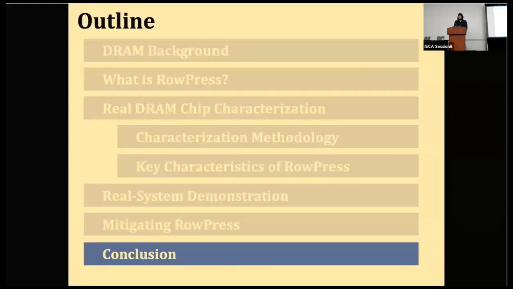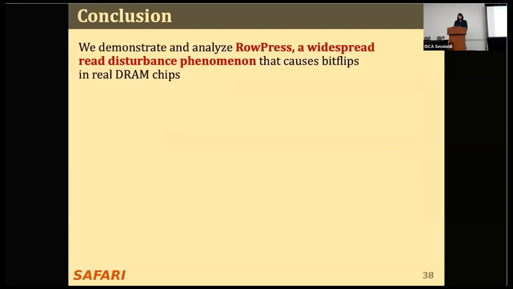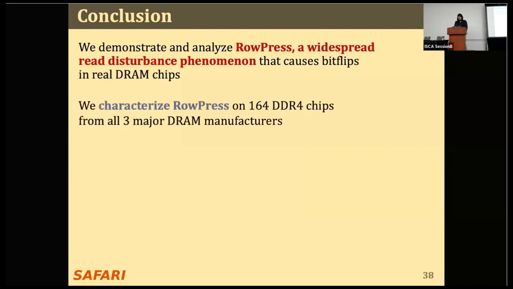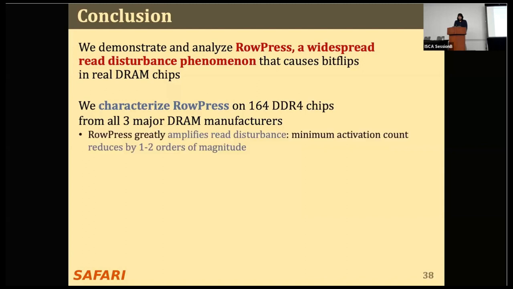Now let me conclude my talk. In this work, we demonstrate and analyze RowPress, a widespread read disturbance phenomenon that causes bit flips in real DRAM chips. We characterize RowPress on DRAM chips from all three major DRAM manufacturers, and we find that first, RowPress greatly amplifies read disturbance by reducing the minimum activation count needed to cause bit flips by 1 to 2 orders of magnitude, and in extreme cases, only one activation gives you bit flips.